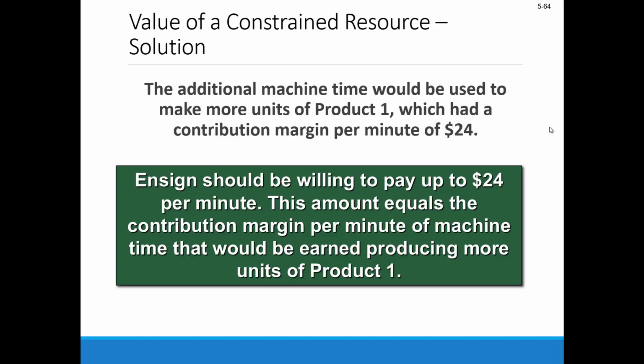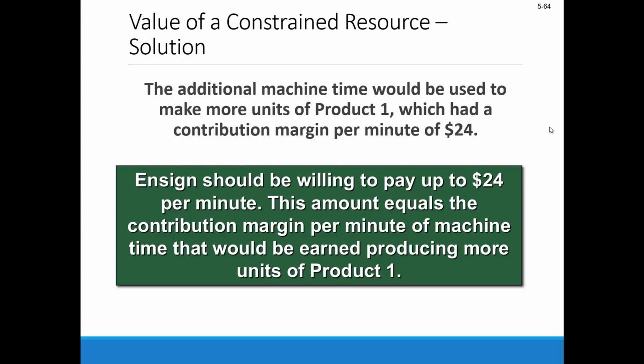Product 1 had a contribution margin per minute of $24. So all things equal, Ensign should be willing to pay up to $24 per minute to acquire more time on that machinery. Again, we're not saying that this is something they could run out and do tomorrow and just flex that time, but if they could, that would be our initial determination of that particular decision.